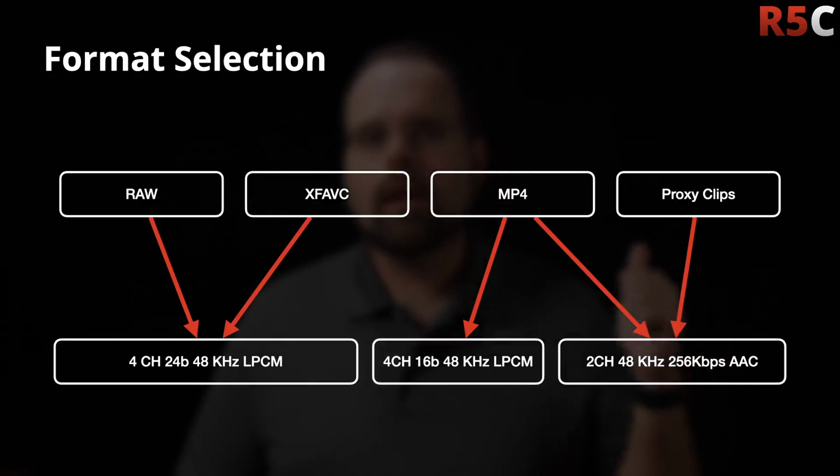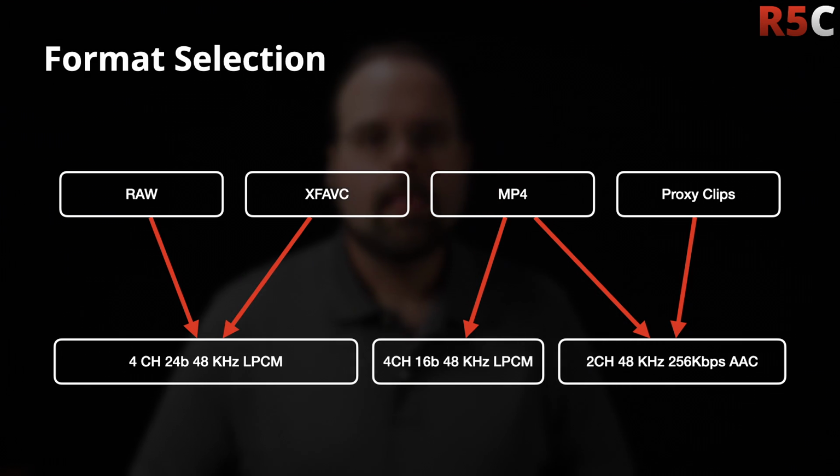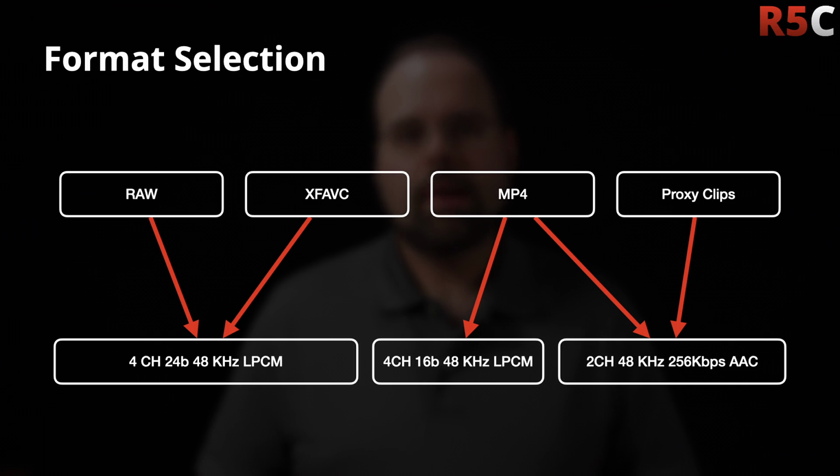Now, what formats you have available to you depends entirely upon the video format that you're actually recording in. So if you're recording in either RAW or XFAVC on the camera, then you will only be able to record 4-channel, 24-bit, 48 kilohertz LPCM audio. That's it. No other choices. You can't even turn off channels if you don't want them.